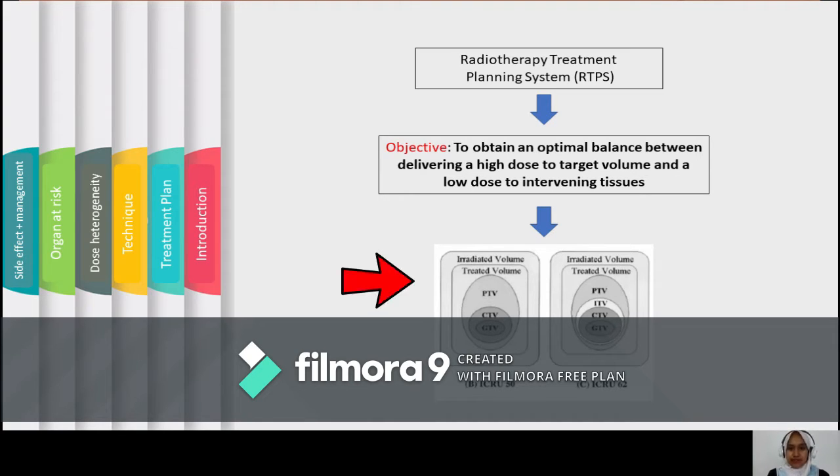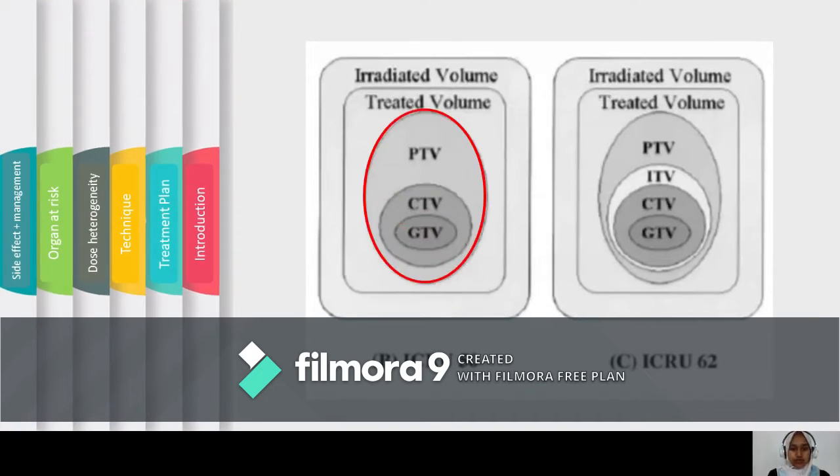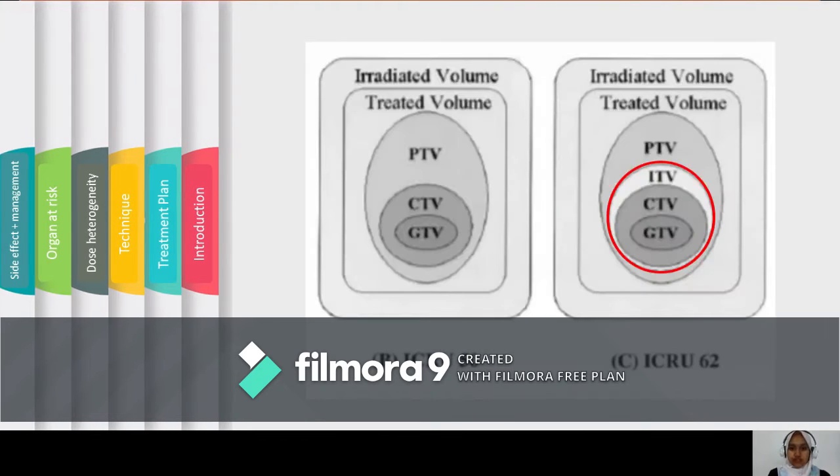In ICRU Report 50, only three volume concepts were defined, which are GTV, gross tumor volume, CTV, clinical target volume, and also PTV, planning target volume. Later, internal target volume was introduced by ICRU Report 62.